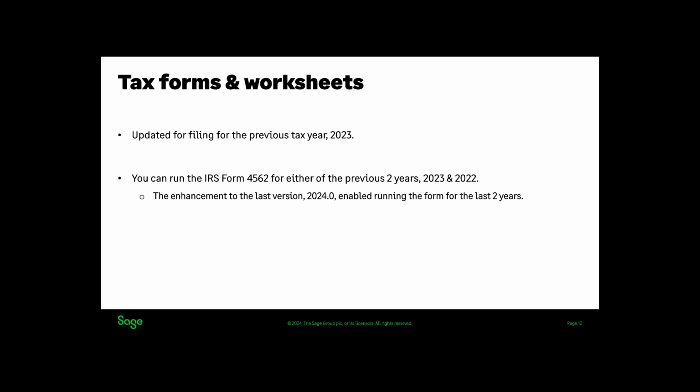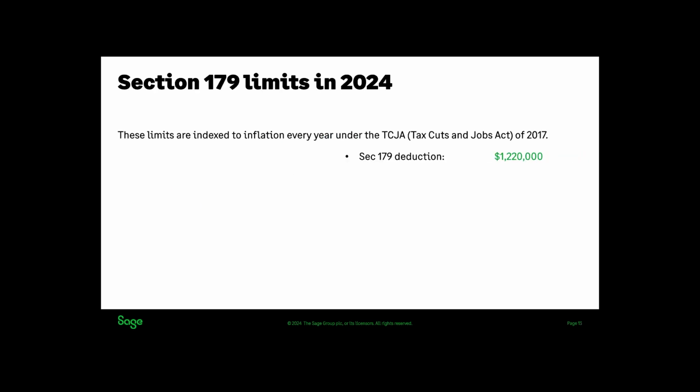Now, as you know, there are limits that apply to depreciating our assets. And some of these limits are indexed to the inflation rate. And this is thanks to the Tax Cuts and Jobs Act that President Trump signed into law back in December of 2017. And one of the areas that is indexed to inflation is the Section 179 capital expense deduction.